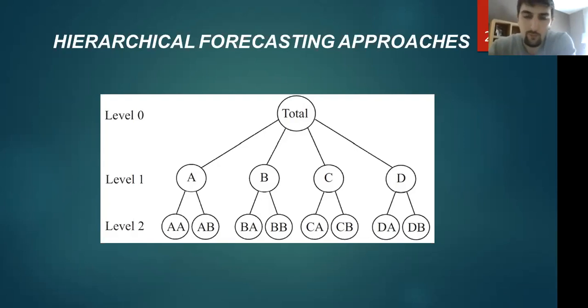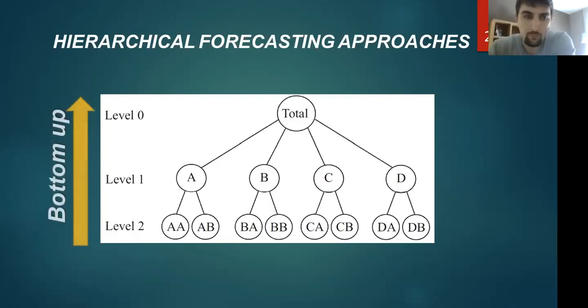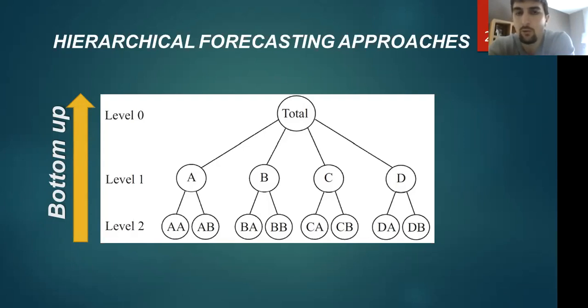So if we want to apply these methodologies, the bottom-up methodology goes from the bottom level, so from level 2, in this situation from some dealers or retailers. It creates forecasts at the level AA, AB, BA, BB, and so on. It creates individual forecasts in each of these nodes, and then just aggregates them to the total level. Just sum those forecasts to obtain the forecasts in the nodes A, B, C, and D.